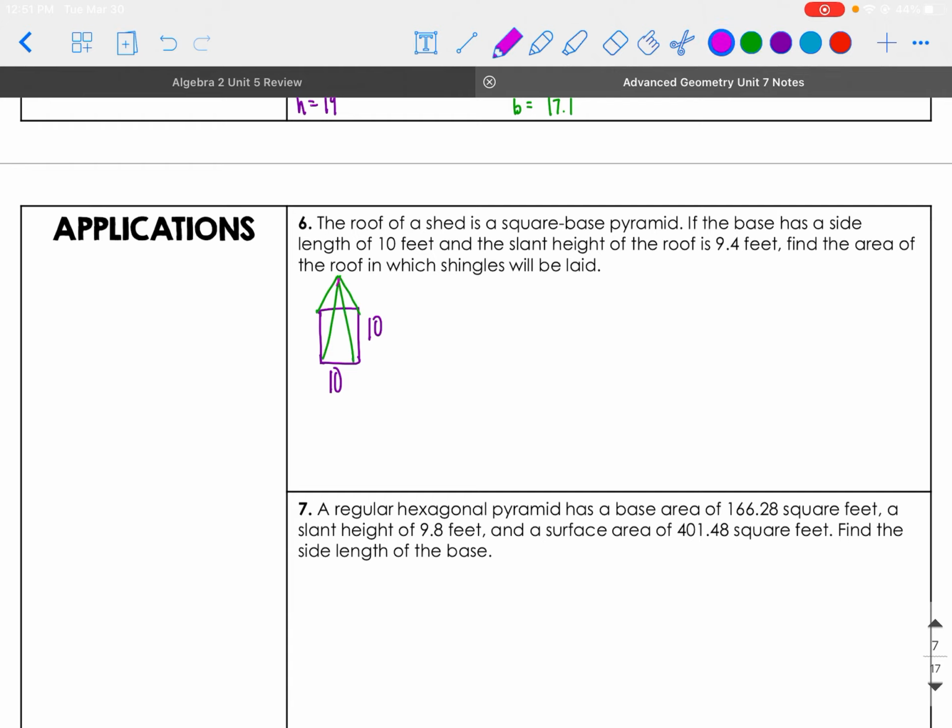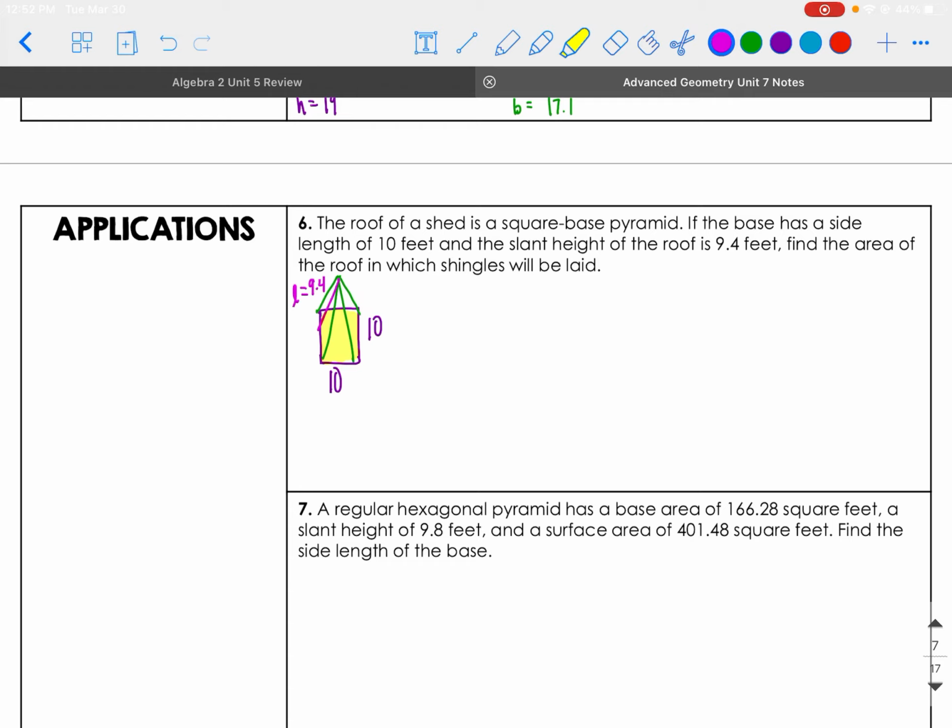And the slant height is 9.4. We want to know the area of the roof in which shingles will be laid. So how many shingles do we need? Now, if you think about your roof, do you put shingles right here on your roof? No. If you were to drill a hole in the top of your ceiling, there's not shingles there.